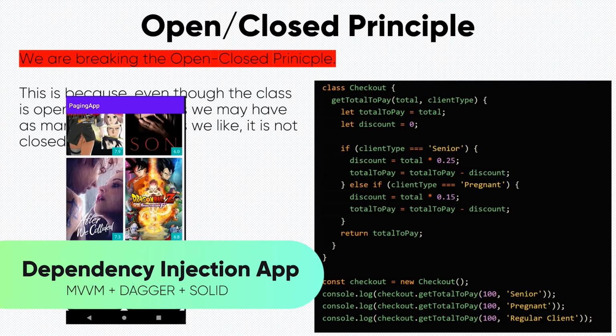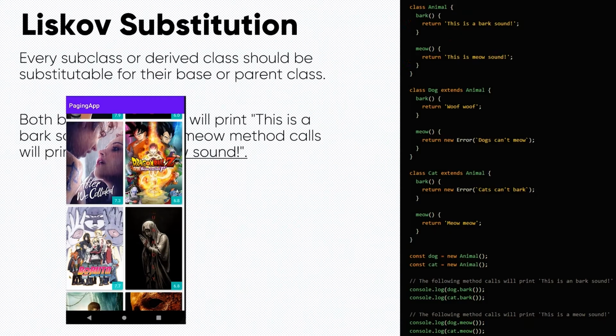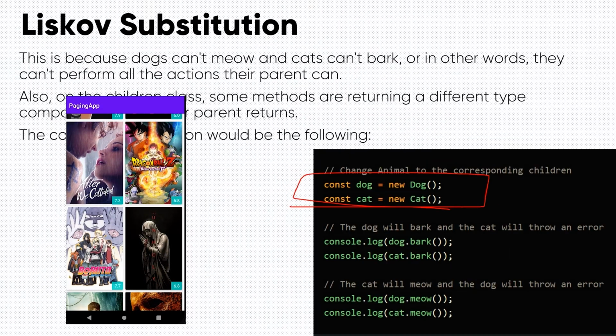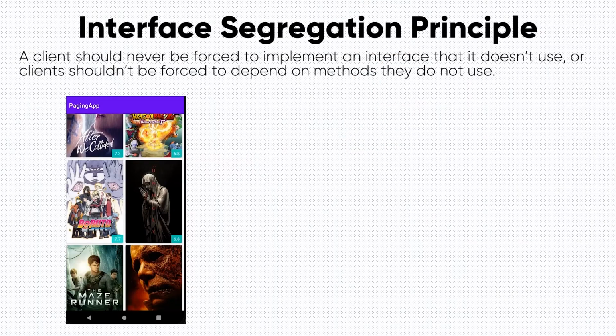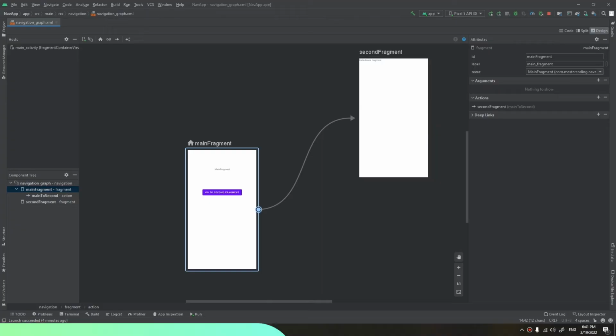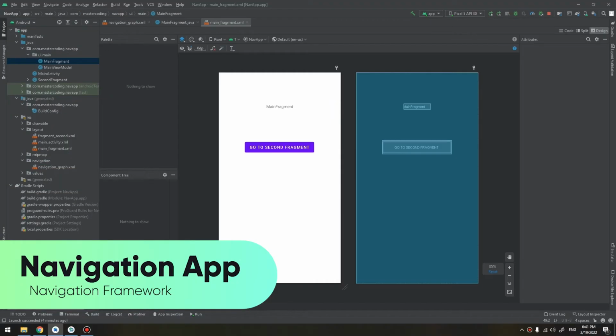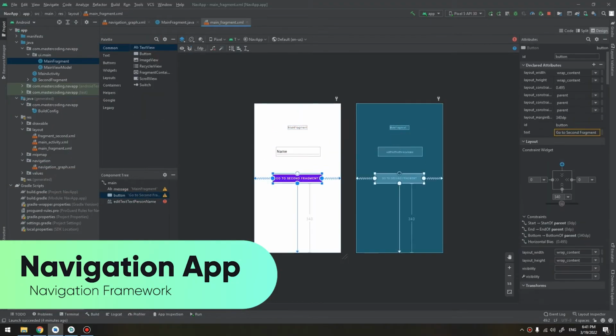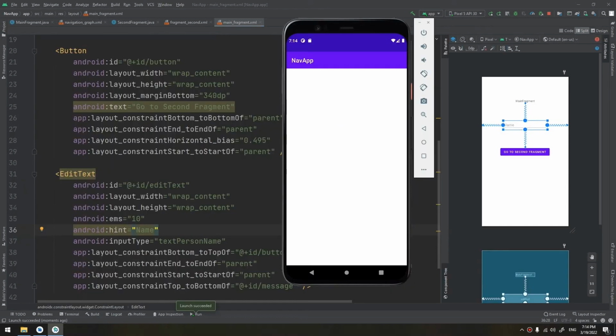We are going to build an app that works with Dagger, which is a framework for Android dependency injection, to simplify building and providing dependencies across the app. The 12th and last application that we are going to build is the Navigation app. It uses the Navigation framework for navigation between destinations within an Android application.